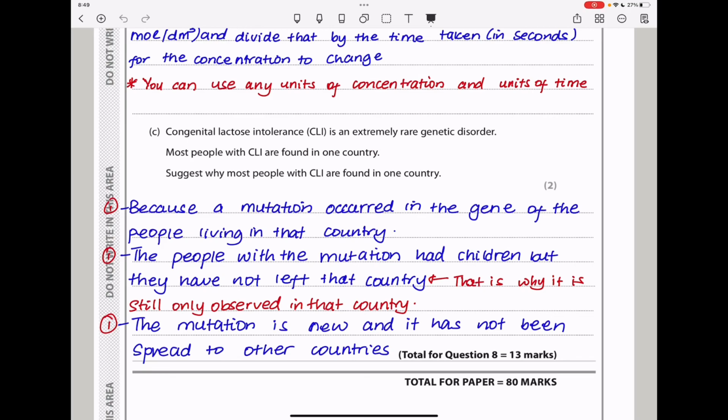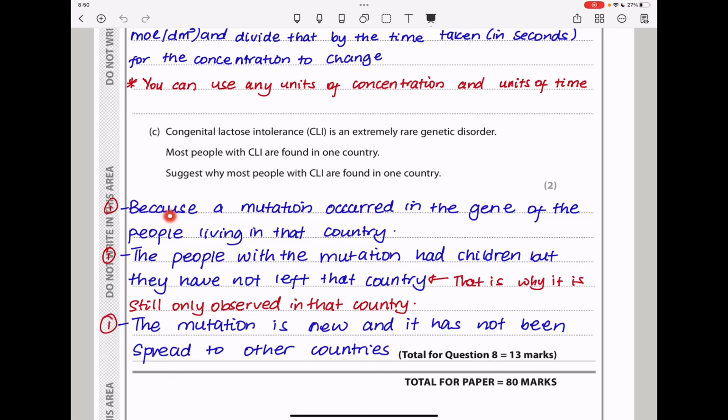Down here they say congenital lactose intolerance, CLI, is an extremely rare genetic disorder. Most people with CLI are found in one country. Suggest why most people with CLI are found in one country. If there is a genetic disorder that is in one region, it means it's a very recent mutation. If that mutation has occurred in an individual or individuals, they could have had children, but the children and their parents have not left that region, so it has not spread to other areas of the world.